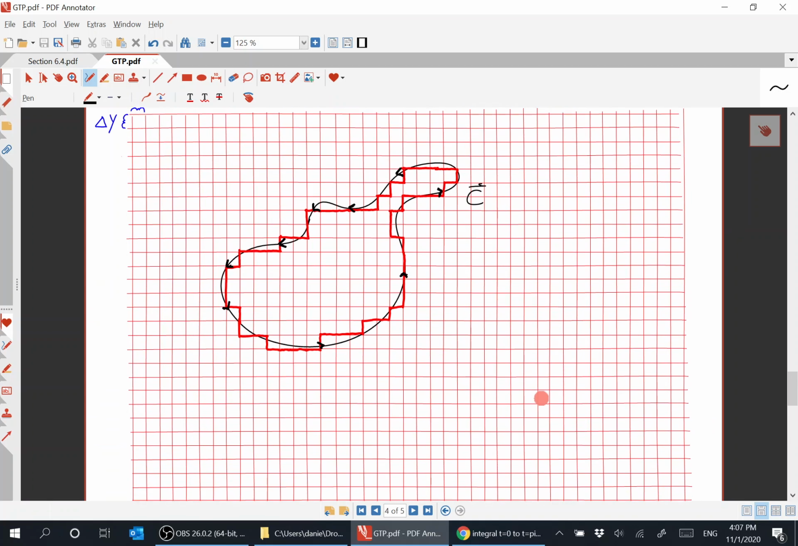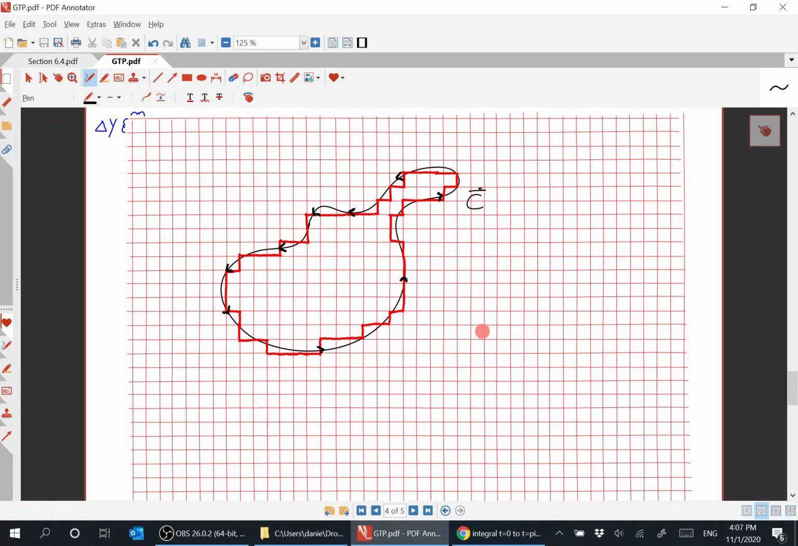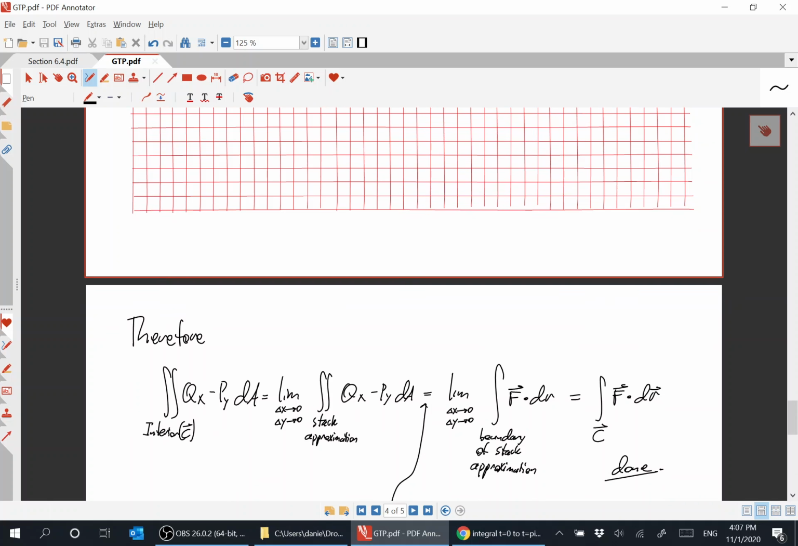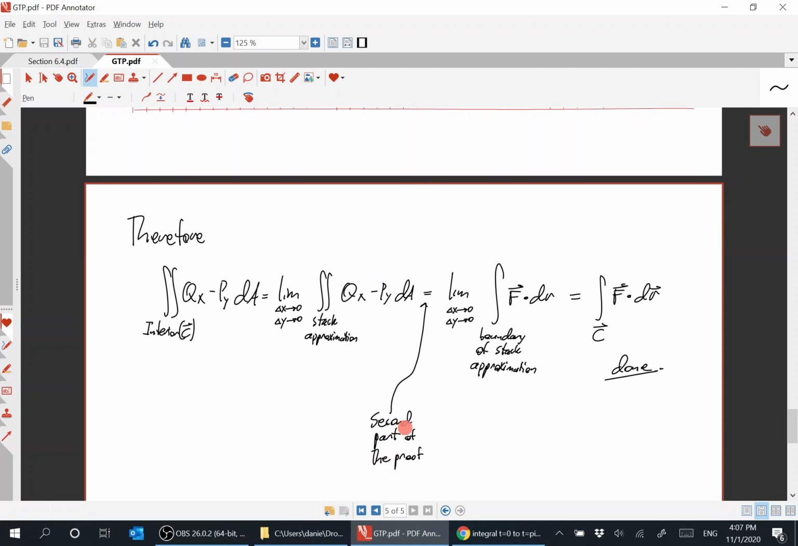Now the double integral over the interior of C. If this stack of rectangles is super microscopic tight, the double integral over the interior is basically the double integral over the stack, because the parts that you're missing are so minuscule. So the double integral over the interior of C is the limit as delta x and delta y go to 0 of the double integral over the stack approximation. But the second part of the theorem was that Green's theorem works for rectangular stacks.